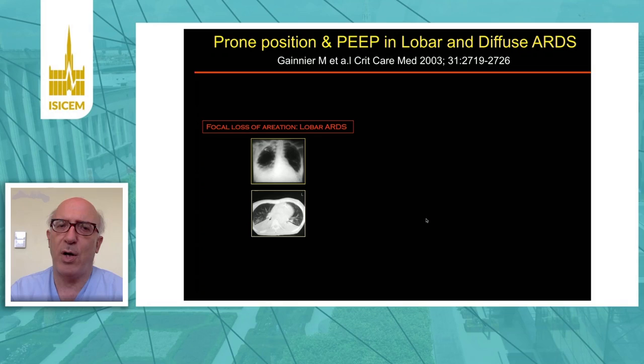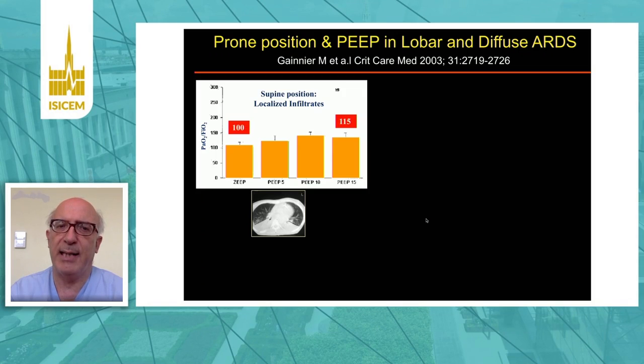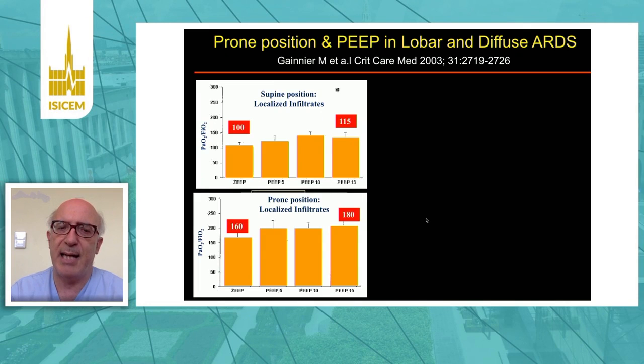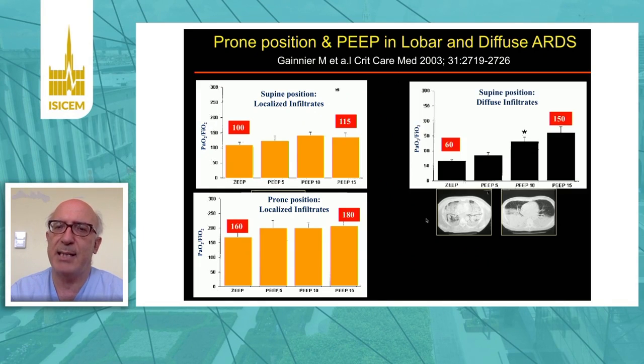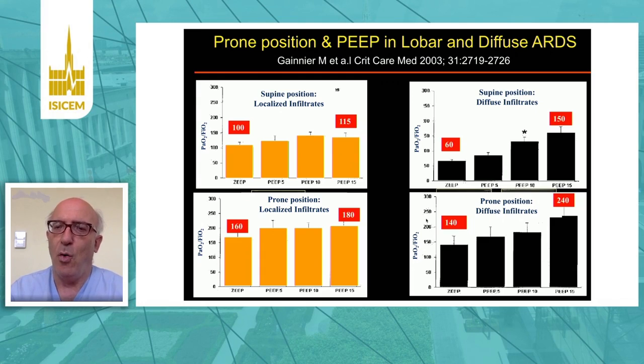So in presence of focal loss of aeration, lobar ARDS, when we increase the PEEP, we have a minimal improvement in oxygenation. On the other side, prone position is associated with a major improvement in oxygenation, which is not affected by PEEP in prone position. In presence of patchy or diffuse loss of aeration, called diffuse ARDS, we can observe a major increase in oxygenation by increasing the level of PEEP, and also by prone position by itself.